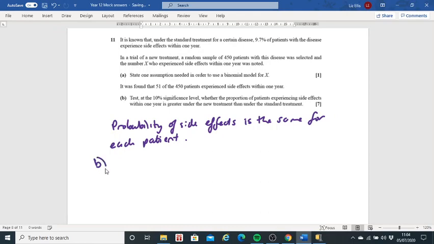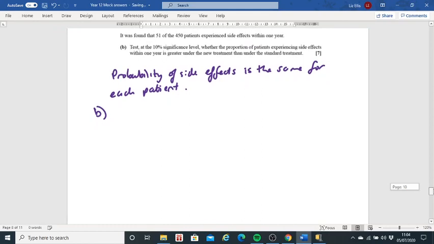Now, question B is our delightful hypothesis testing. So let's go through all the little bits that we've got to have, and I'm going to take you through where the marks are rewarded for this. So first thing you need to do is set out your H0 and your H1. So remember, H0 is what the base hypothesis is. What should it be? And the base hypothesis is that the probability of having side effects is 0.097. We much prefer it in decimals. Now, we've got two choices on this one. Well, three actually. Either it's not equal to, or it's less than, or it's greater than.